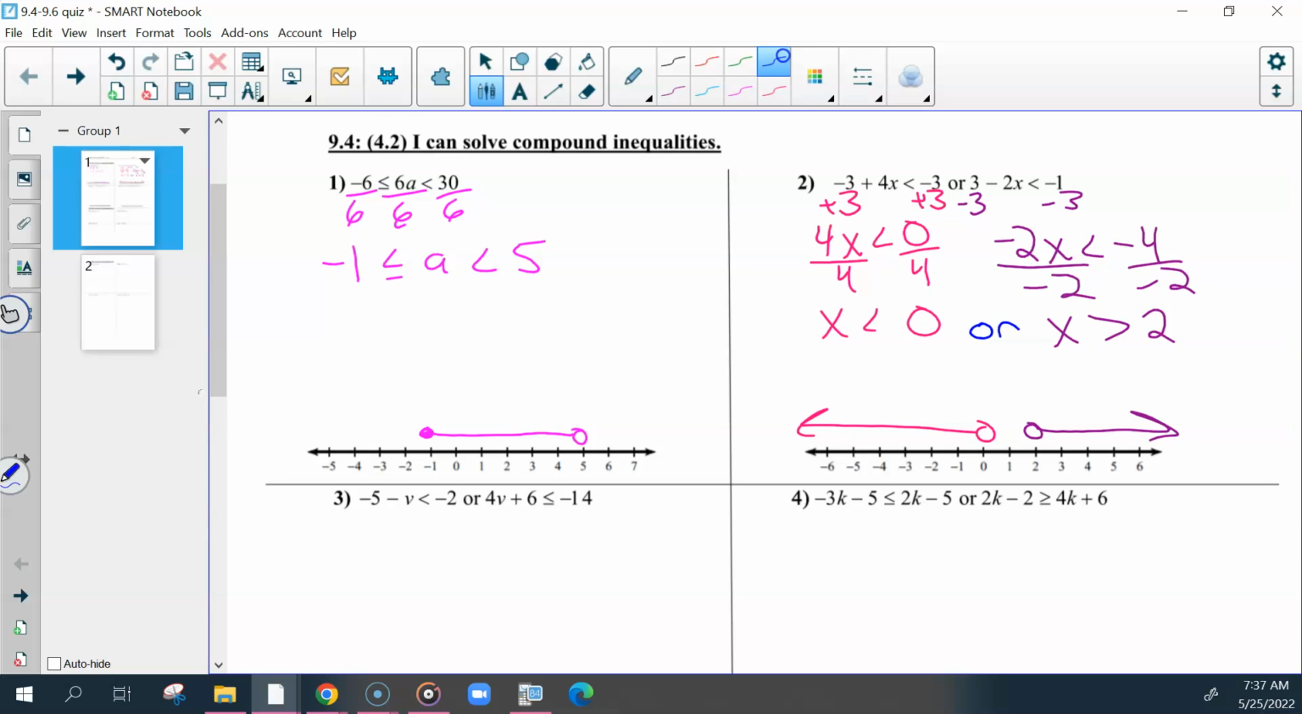This was worth 4 points, 1 for your work for one, 1 for your work for the other. Your inequality answer was 1, and then your graph was 1. Do we have any questions on that one?